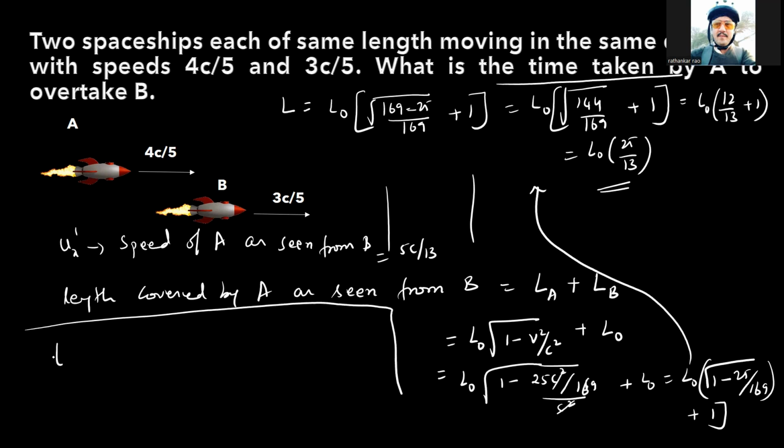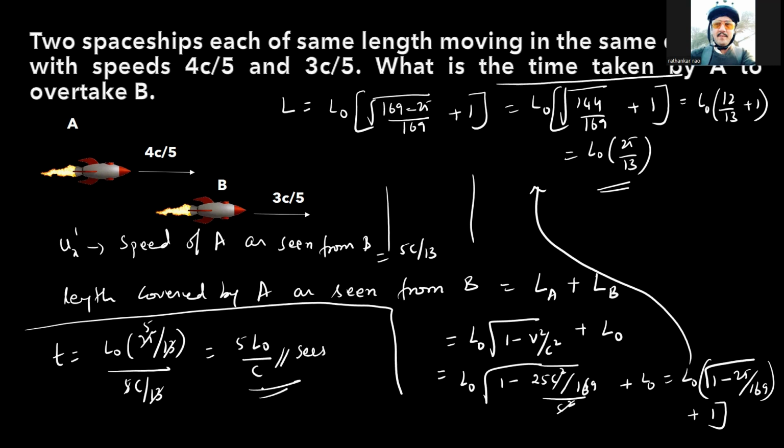Once again I will write it over here. Time taken is equal to the total distance traveled. What is the total distance traveled? L0 into 25 divided by 13, divided by the velocity. Which formula am I using? S by T equals V, or T equals S by V. What is V here? We have already found out, this should be 5c by 13. The 13 and 13 go away. So what do I get over here? 5 fives are 25, so I get the answer as 5L0 divided by c seconds.